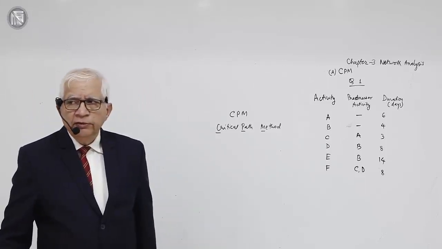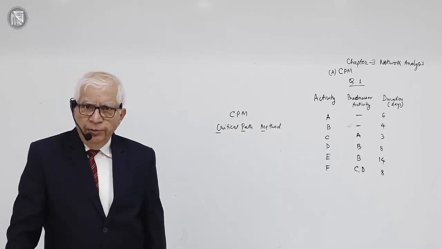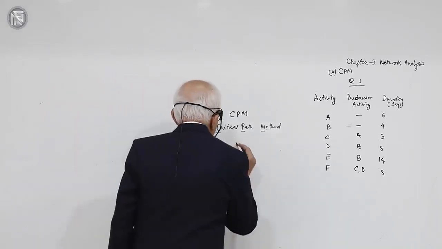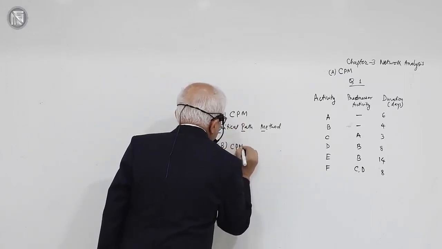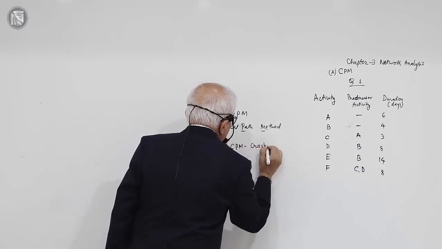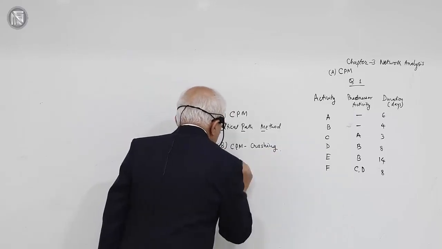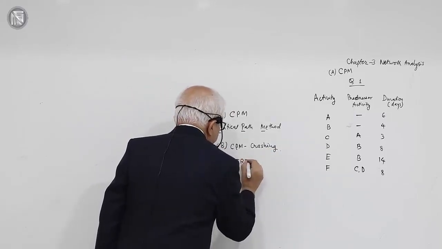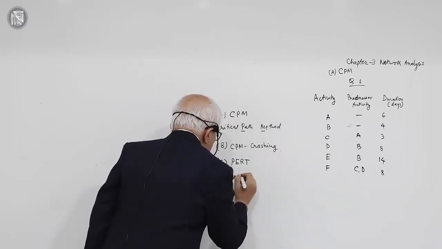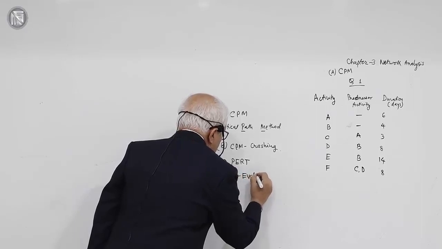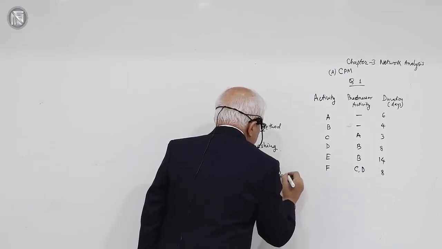Now the second part which we'll be doing in network analysis will be under CPM only, but we'll be calling it CPM crashing. So A will be CPM, part B will be CPM crashing, and part C will be PERT. What is the long form of PERT? Project evaluation and review technique.